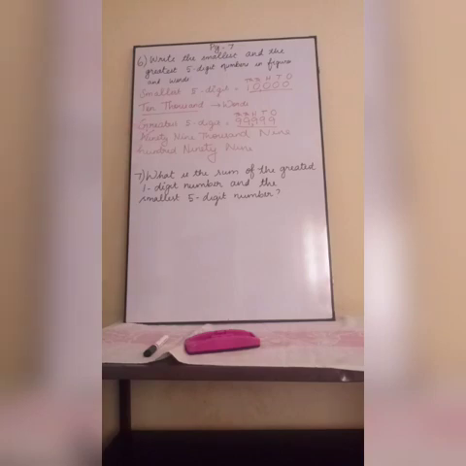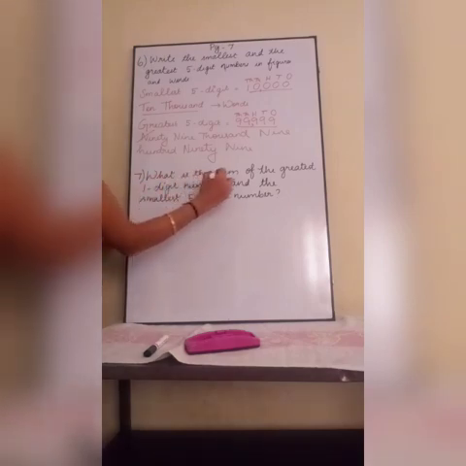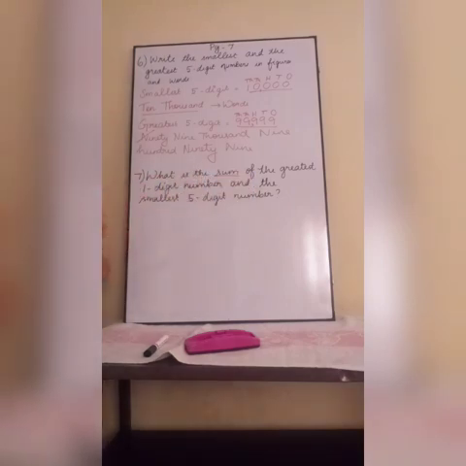Next is your seventh question. What is the sum of the greatest 1-digit number and the smallest 5-digit number? We have to find the sum. Sum means addition. You have to add the greatest 1-digit number and the smallest 5-digit number.